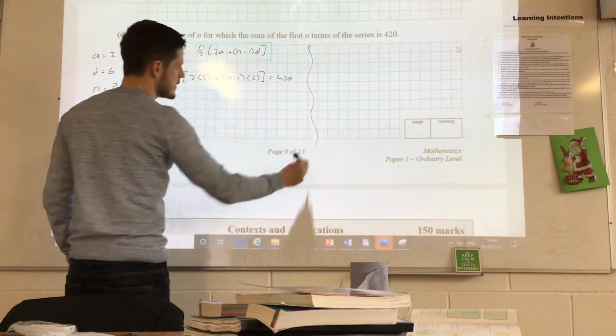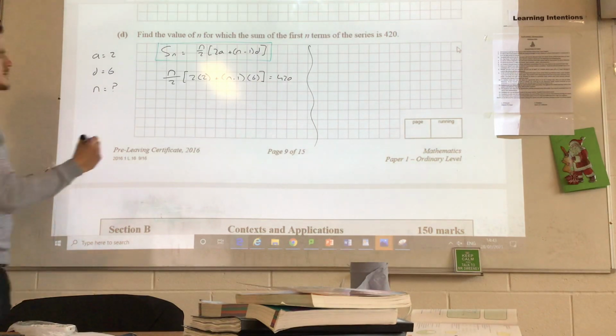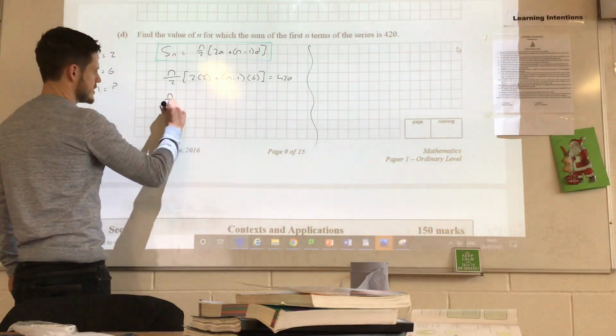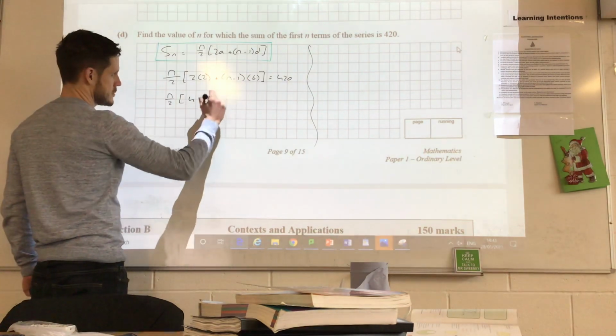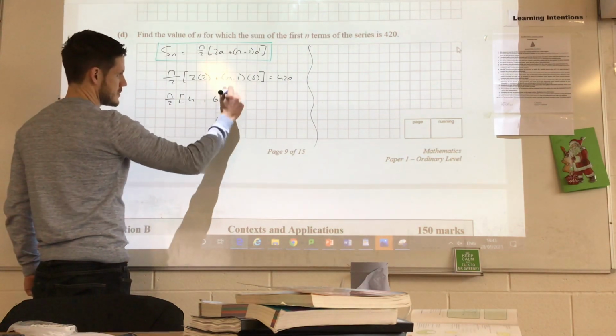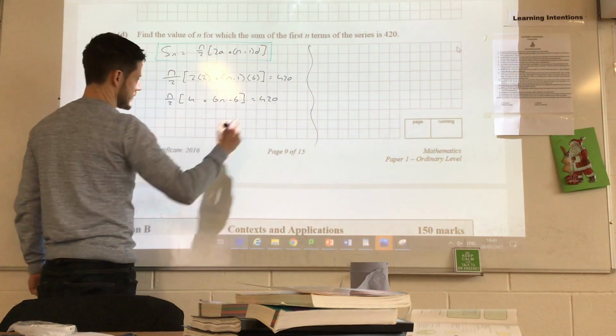So what we've done here is we effectively just made an equation, which we can simplify down. So let's start simplifying. n over 2, bracket, 2 times 2 is 4, plus 6 times n is 6n, 6 times minus 1 is minus 6, is all equal to 420.